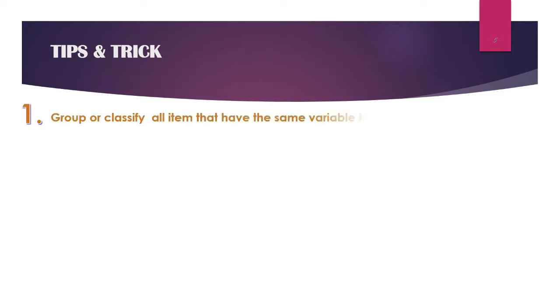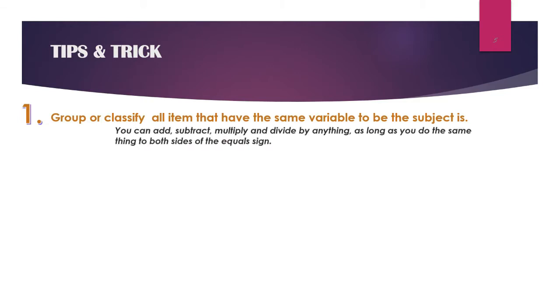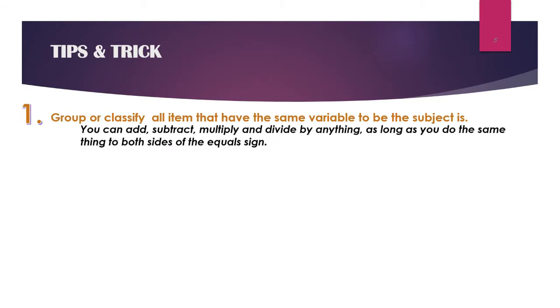Okay, students, I want to give you 1, 2, 3 tips and tricks on how to rearrange the formula. 1. Group or classify all items that have the same variable to be the subject. Yes, you can add, subtract, multiply, divide by anything as long as you do the same thing to both sides of the equal sign. The second is take the priority of operation.